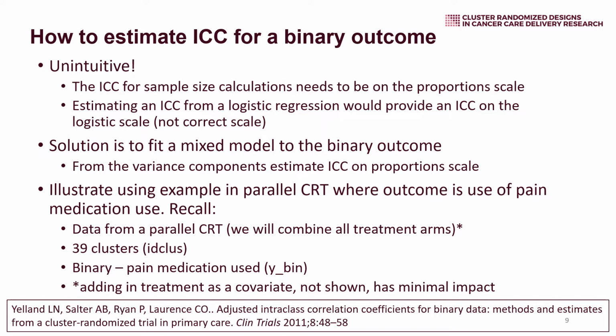So the solution is to fit a mixed model to the binary outcome. And then from those variance components, we can estimate the ICC on the proportion scale. So fitting a mixed model to a binary outcome is the unintuitive part. So again, let's illustrate this in the example.